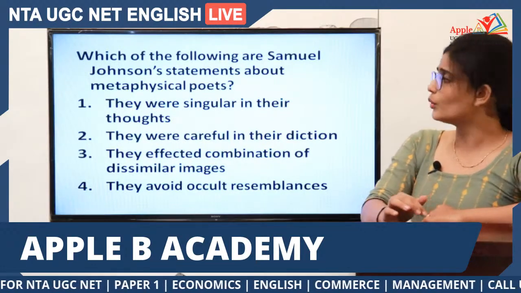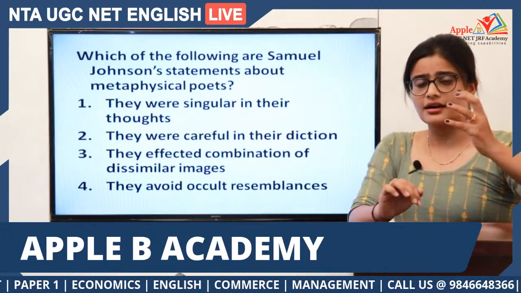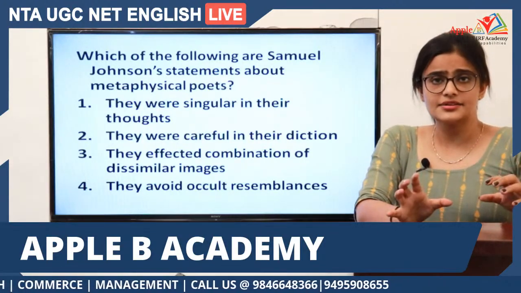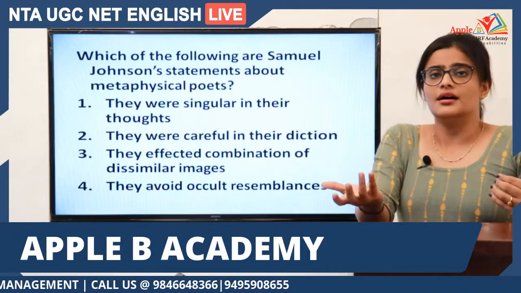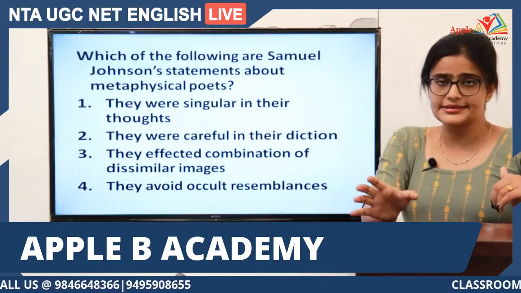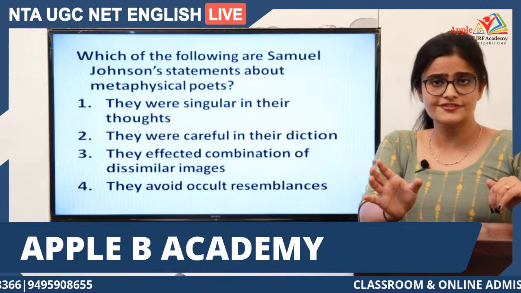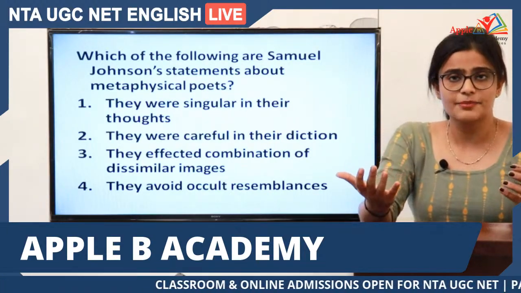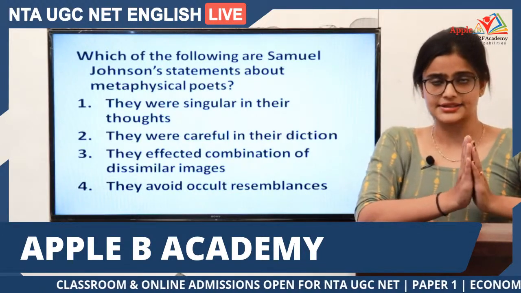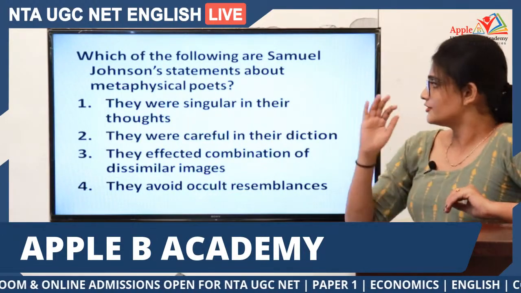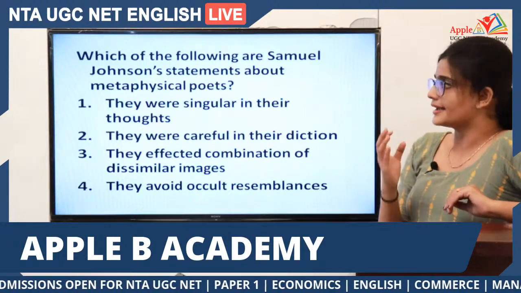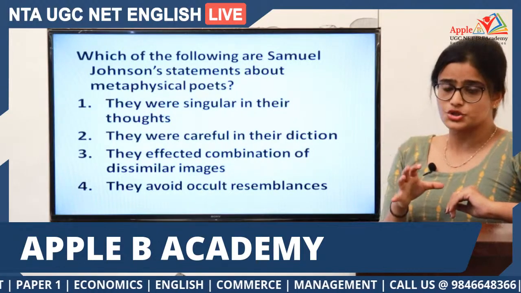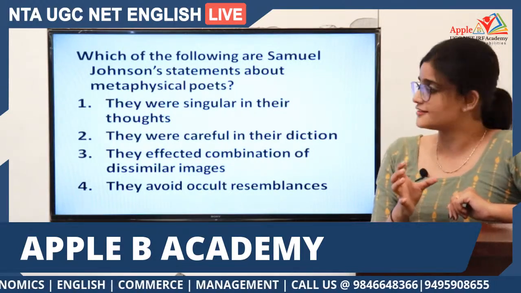resemblance. So we all know about metaphysical poets like John Donne, Andrew Marvell, Abraham Cowley. These are the writers who got the name metaphysical poets during this Enlightenment age, especially from the works of Samuel Johnson, who regarded them as the poets who combined intellect and emotion. So to answer this question, you have to identify the important statements given by Samuel Johnson regarding the metaphysical poets.